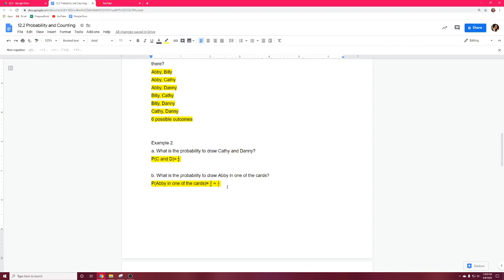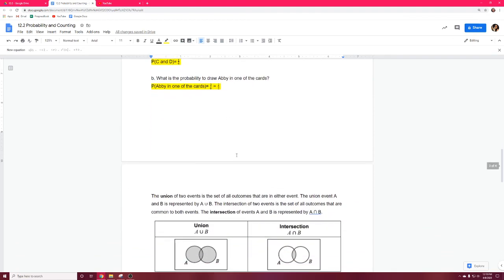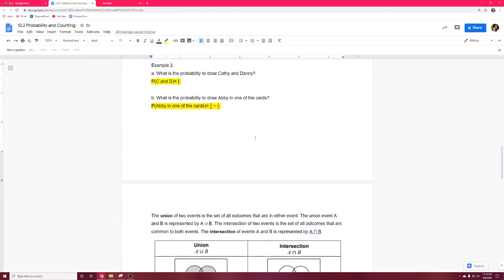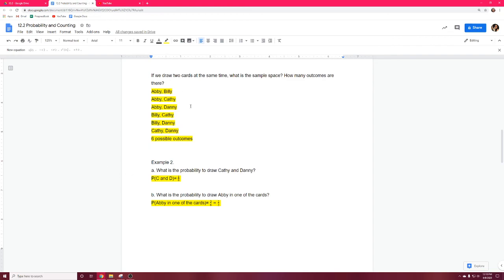All right, it seems like a lot, right? And also, what's the probability of drawing Danny in one of the cards? Again, you have 3. So the probability of drawing anybody in one of the cards will be 1/2. All right. So this is again the same problem as the first one. Instead of just drawing one card, we're drawing 2 cards here.